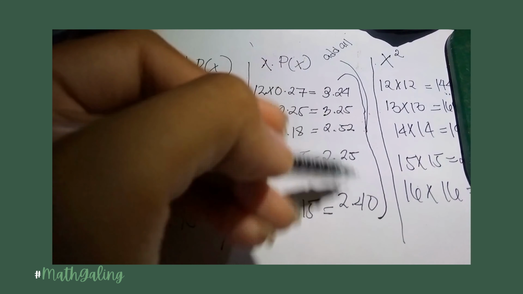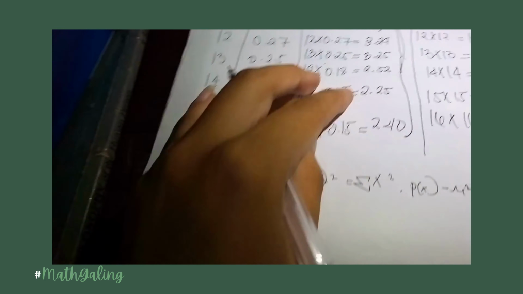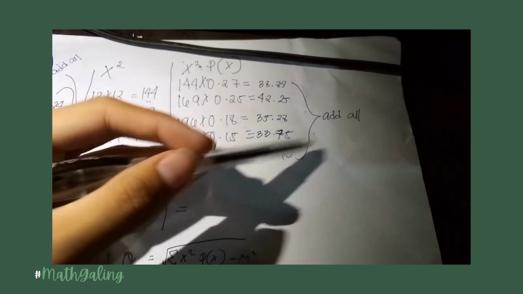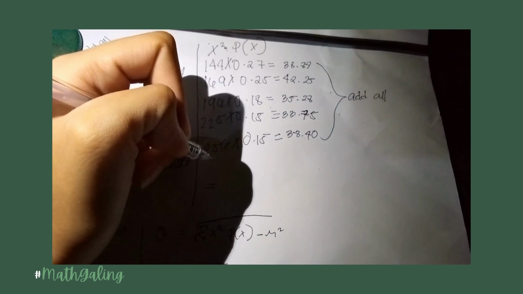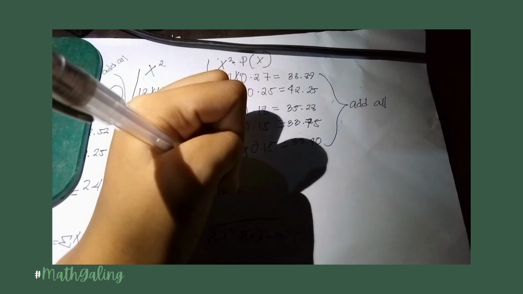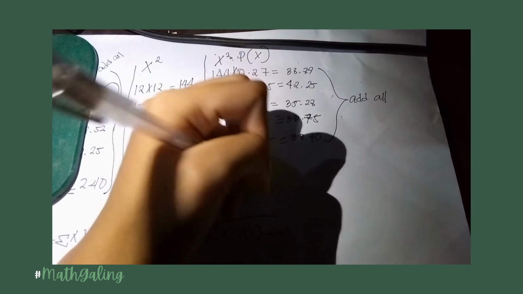And now we're going to add this all. After we add, the answer is 13.66. We have the X squared of the possible value multiplied by its corresponding probability, and now we're going to add this all, and it is equal to 188.56.